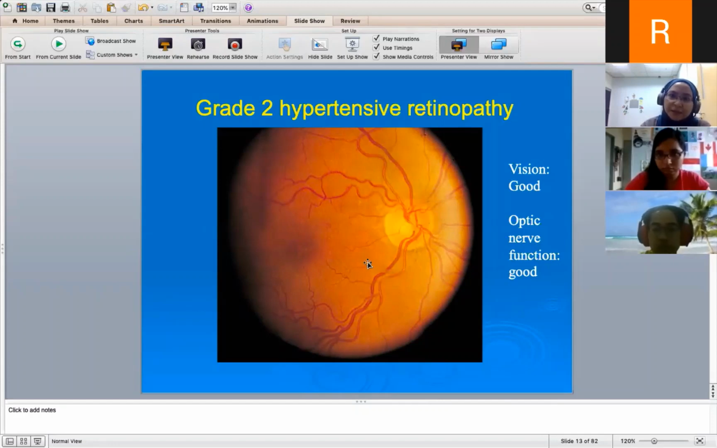Yeah. So this is AV nipping 1, AV nipping 2, right? On top of that, they also have silver wiring. So this is at least grade 2 hypertensive changes. What about the vision? Vision will always be good still. Yeah. Optic nerve function is also good.